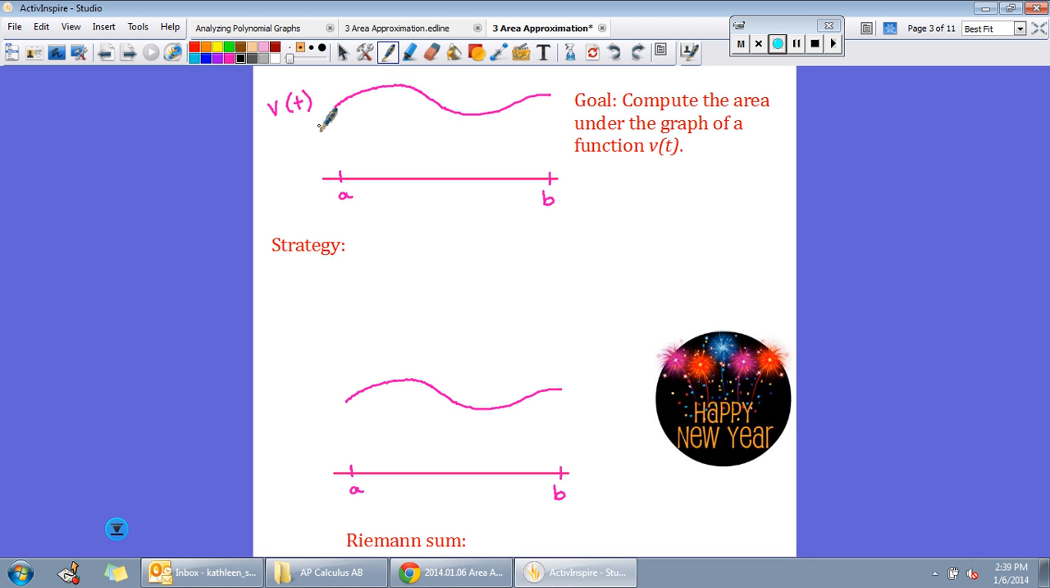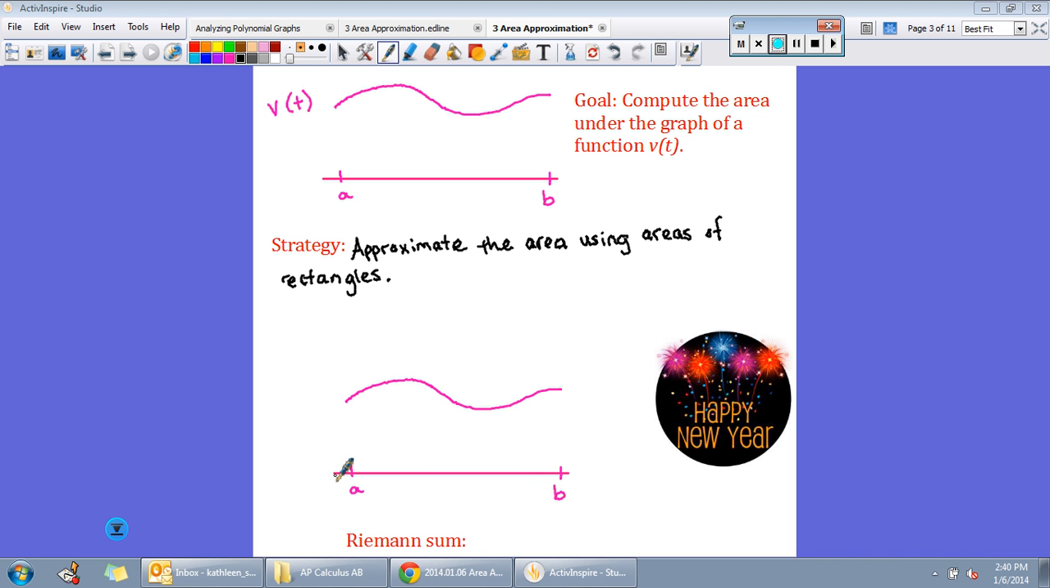But what we want to be able to do today is compute the area under the graph of a curve of velocity rather than a geometric area like semicircles and triangles. So our strategy is going to be to approximate the area using rectangles. To do this, we are going to divide our interval into n subintervals. For this example, I'm going to use n equals 4. So I'm going to divide my interval from a to b into 4 subintervals, like that.